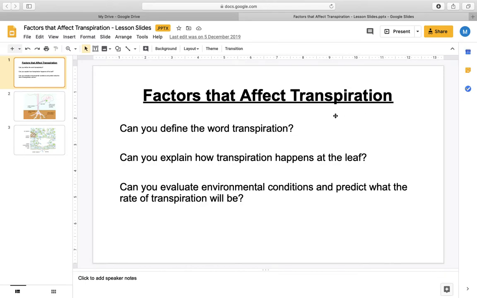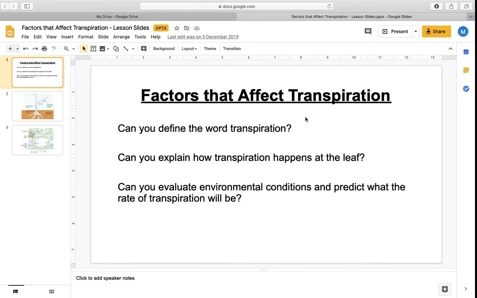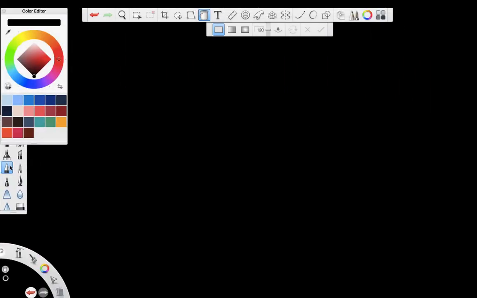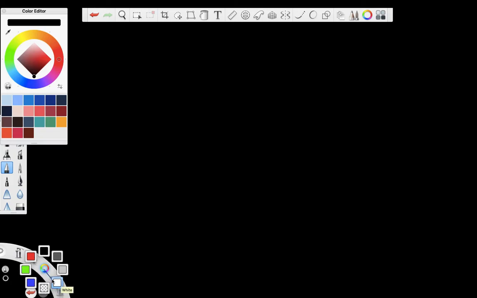Today's lesson, I would like you to write the title in your books, please, as you would do for any other lesson: Factors that Affect Transpiration. By the end of the lesson, you should be able to define the word transpiration, explain how transpiration happens at the leaf, and evaluate environmental conditions to predict the rate of transpiration.